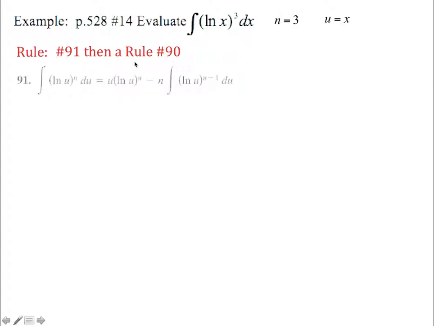And we see that the answer to that leads to another integral. That's why we have to do a couple of rules. Plugging in our values for u and n into this expression, we get x times the natural log of x cubed, minus, and then we bring down this next expression, 3 times the integral of the natural log of x squared, because that's n minus 1, dx. So now we have to use rule 90.